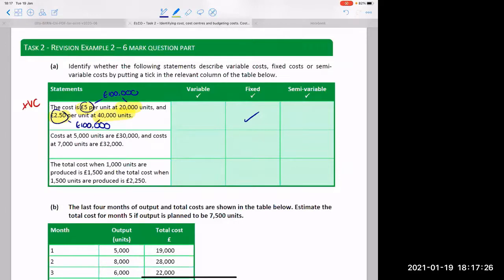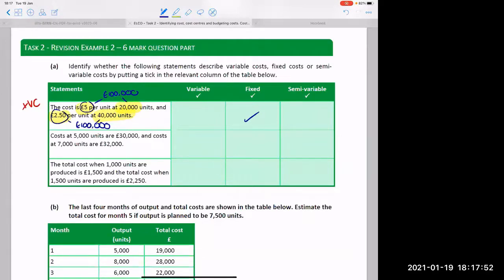The next one, let's have a look. Costs at 5,000 units are £30,000 and at 7,000 units are £32,000. You have to take care to read the question. Yeah, we've said time management is important, and it is, but you don't want to rush through and skim over the questions. You need to read them carefully, because sometimes they'll give you the cost per unit, sometimes they'll give you total costs, and it is very much going to affect your answer.